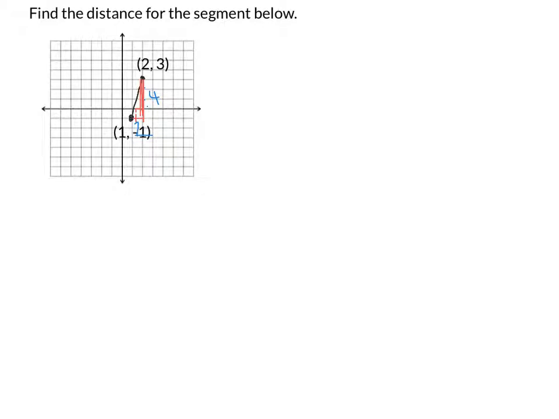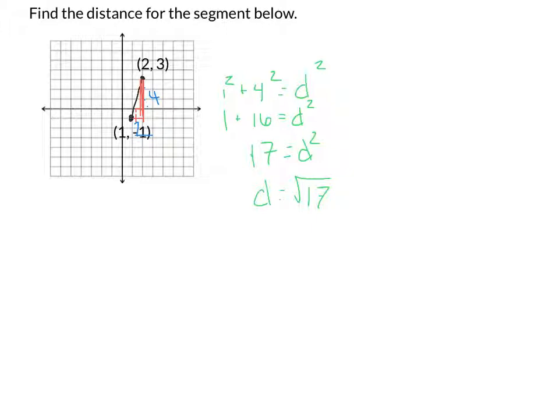So we can do 1 squared plus 4 squared is equal to our distance squared. 1 squared is 1, 4 squared is 16, so our distance, or d squared, is equal to 1 plus 16. We have 17 equals d squared, so the distance must be the square root of 17.